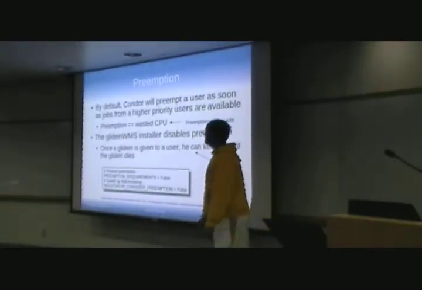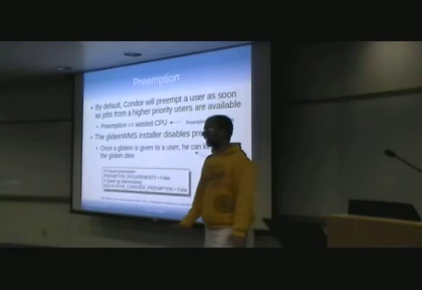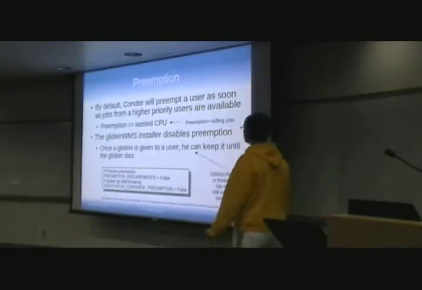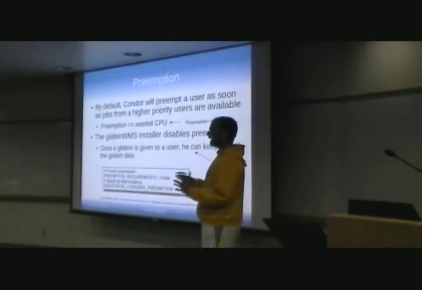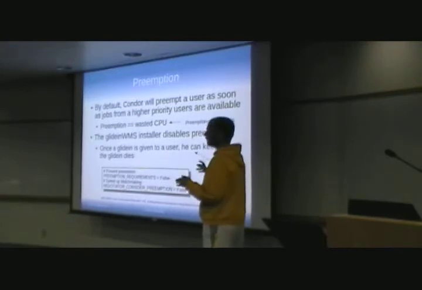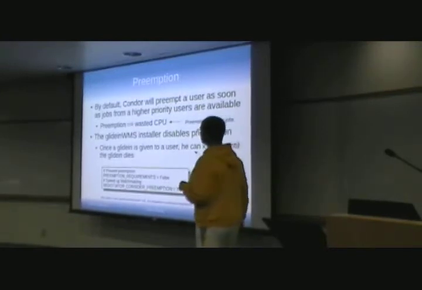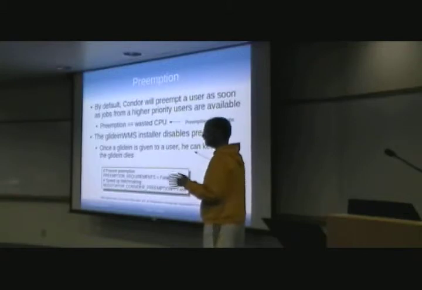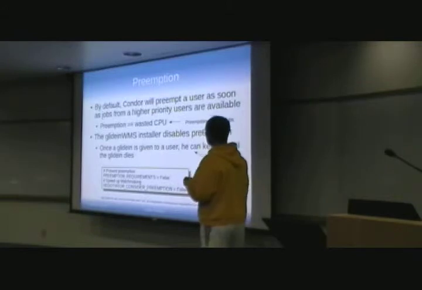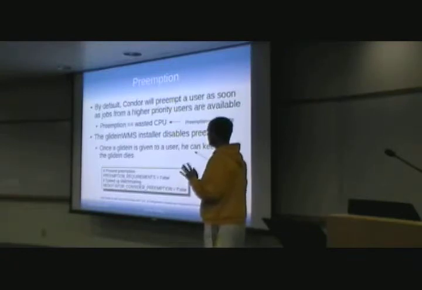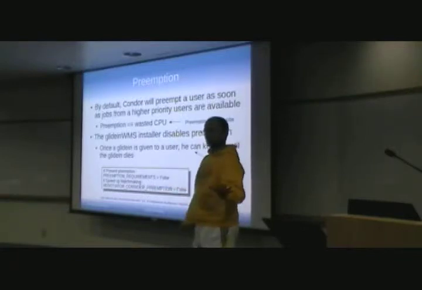Another thing to consider is preemption. By default, Condor will preempt the user as soon as a job with a higher priority, or from a higher priority user, is available to run. But any preemption is wasted CPU, because preemption is there to kill the job so that the new job can start. If you use the glideinWMS installer, it will disable preemption, essentially setting it in such a way that once a glidein is given to a user, you will give it for the lifetime of the glidein.